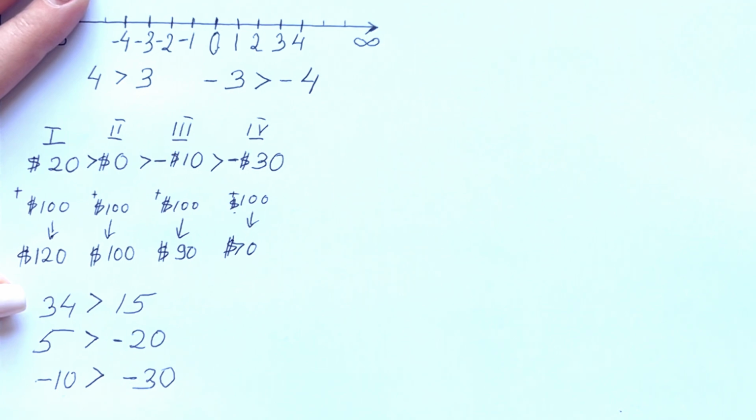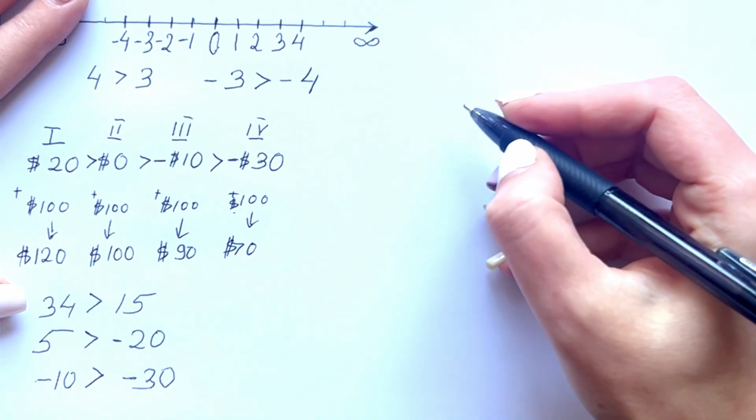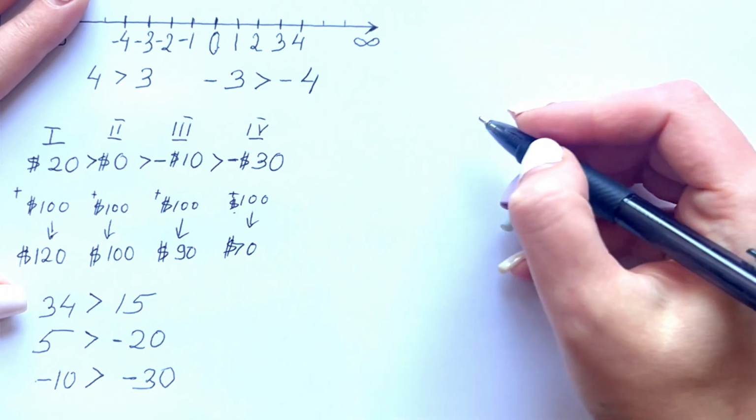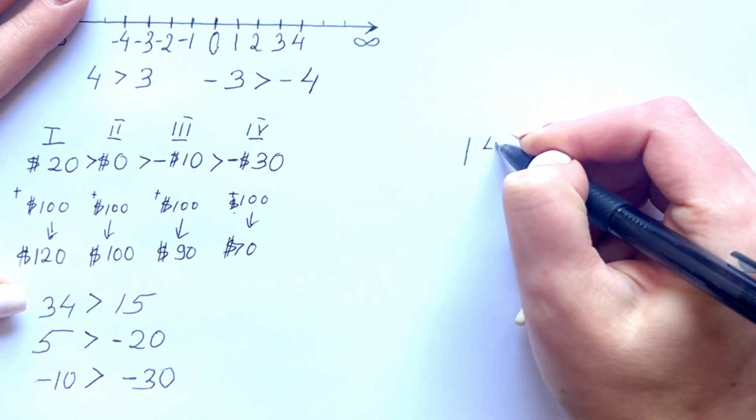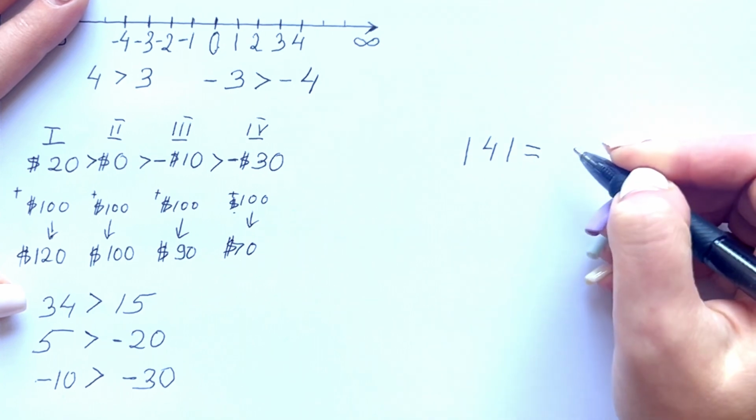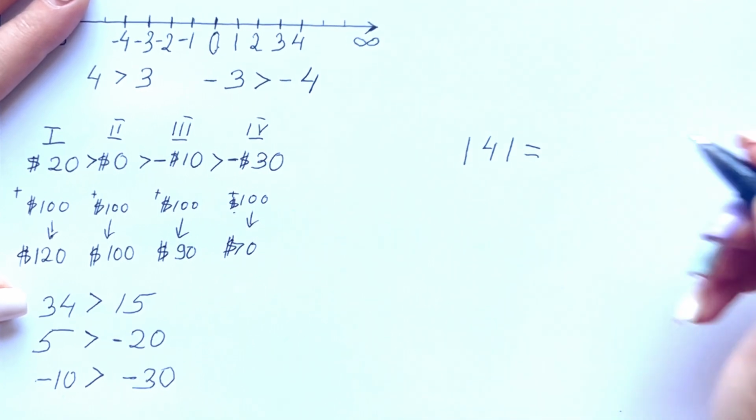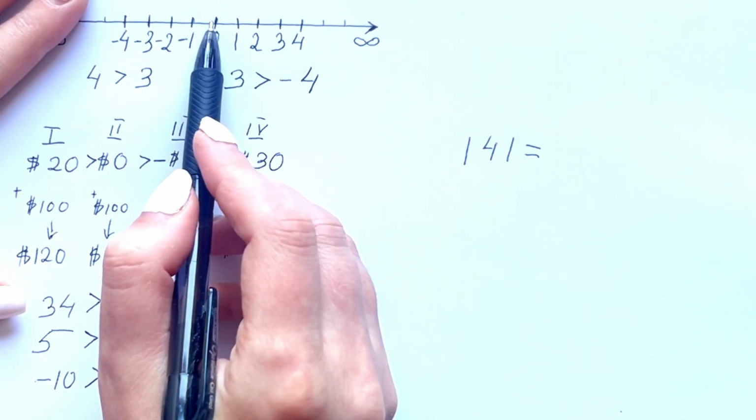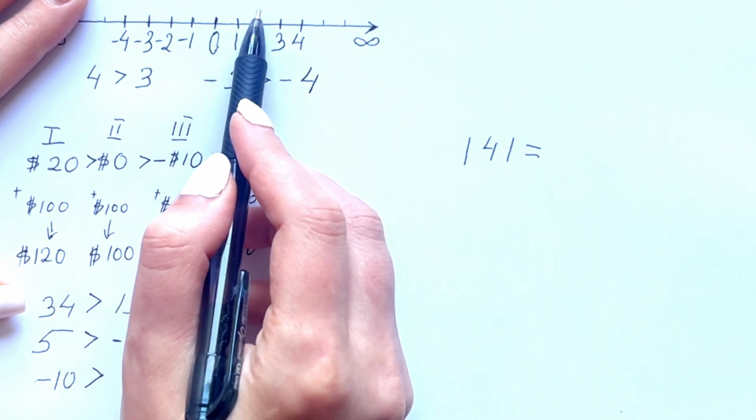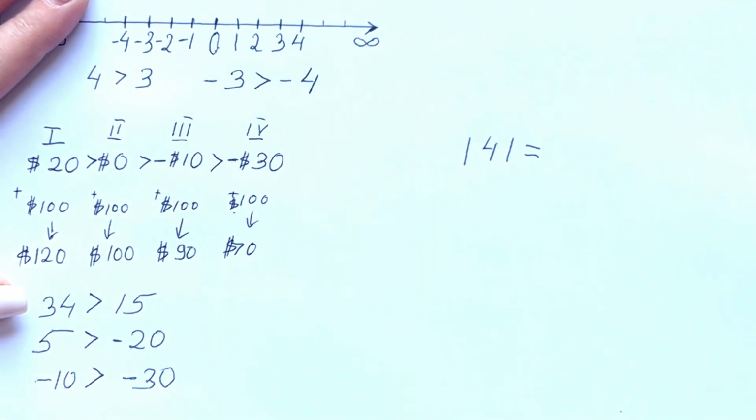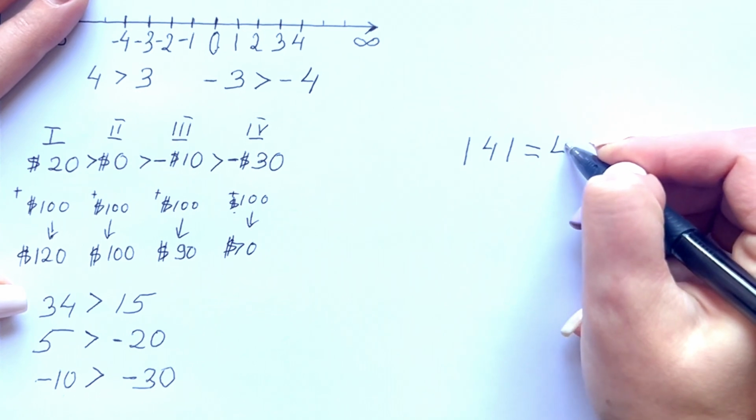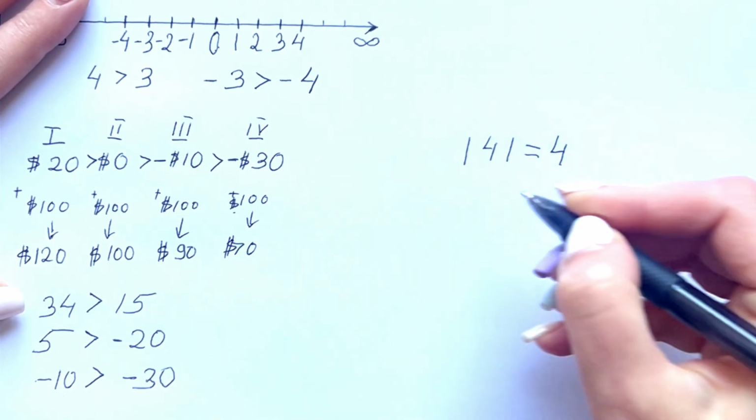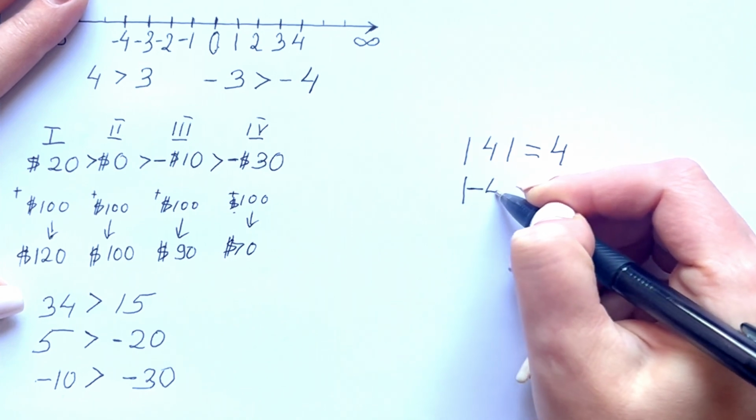Okay, so now I would like to talk about absolute value. What does absolute value mean? The absolute value of a number is its distance from 0. Okay, let's count the absolute value of 4. Let's count and see how many units it is from the 0. 1, 2, 3, 4. It's 4 units. It means the answer will be 4. What about the absolute value of negative 4?